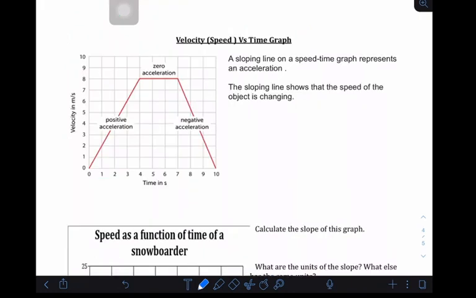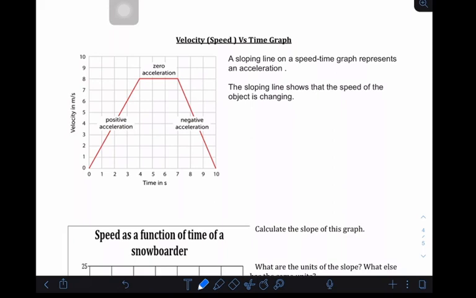The final thing I want to talk about this morning is a different type of graph. Previously, we used a distance versus time graph. We were able to look at that graph and it was able to tell us certain bits of information. A velocity or a speed versus time graph is relating the speed of an object over time.